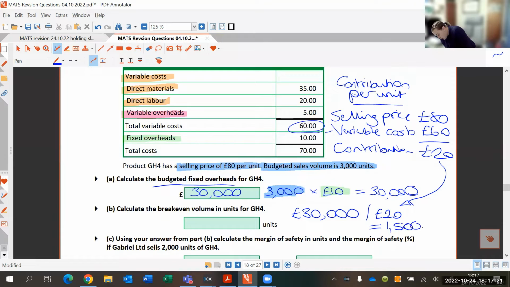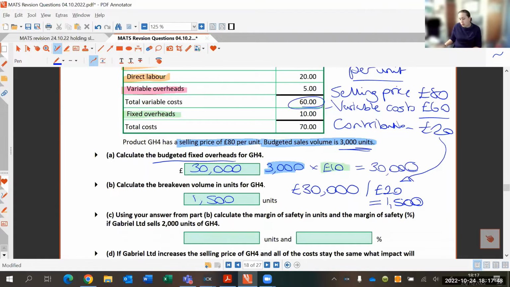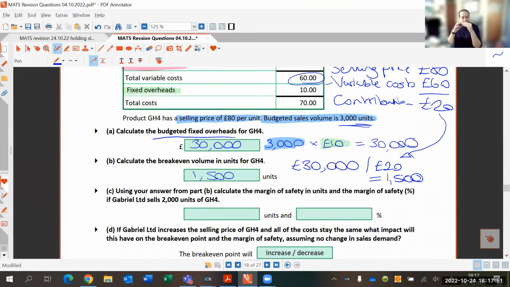Okay, so we now know that in order to cover that £30,000, we need to make and sell 1,500 units. Doesn't look like that's going to be a problem because we're planning on selling 3,000, so we're double what we need to do. Okay, so part C then, you find there's lots of smaller questions on this task, which is quite good for getting the marks up. If you can start off at the right point, you're going to be good.